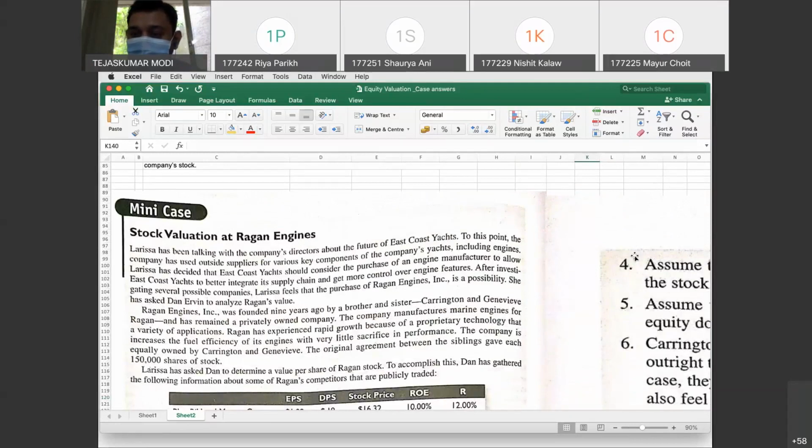Guys, Riya, Shaurya, Ayushi Pandya, shall we solve this, guys? Ankita, Devlina, Devesh, guys, can you hear me now?